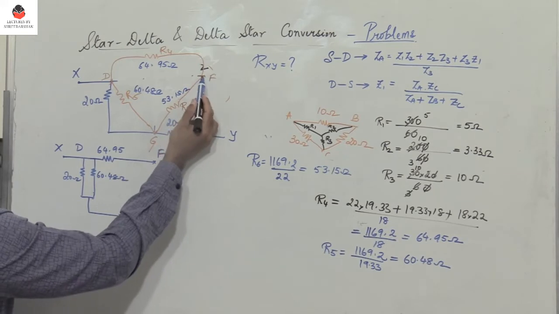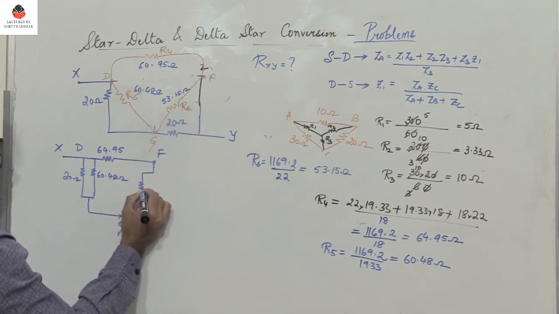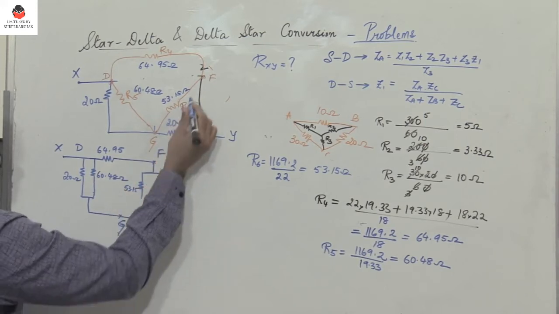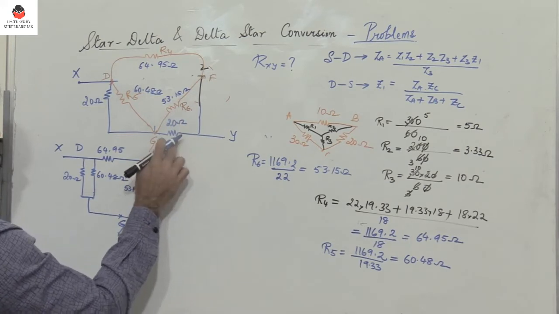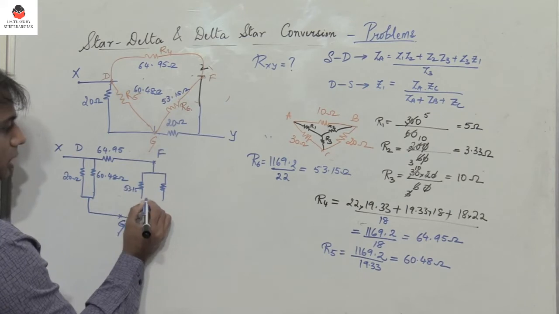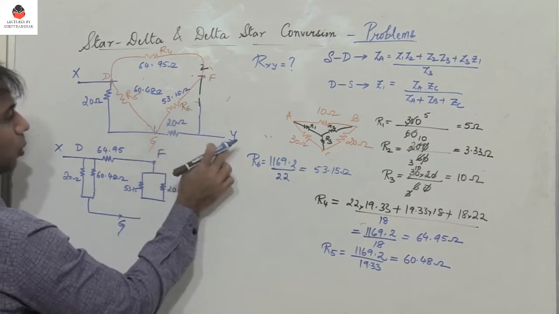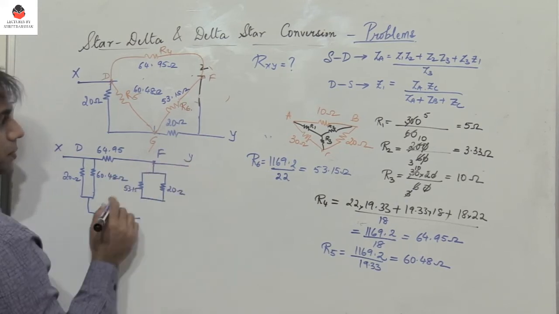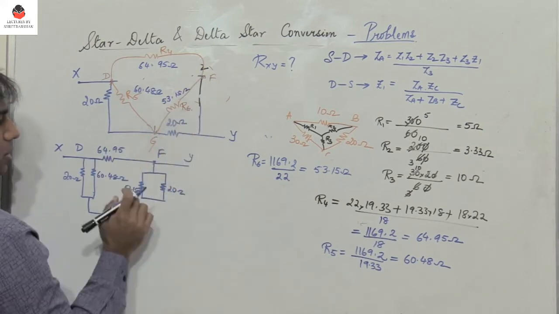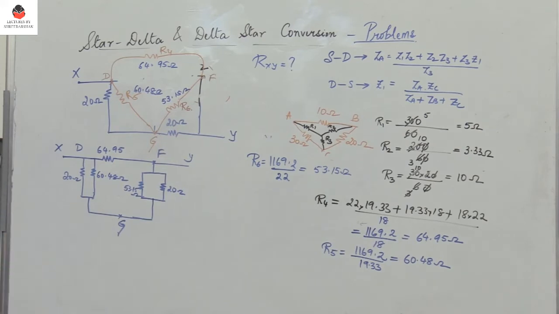All right. So between F and G, I have 53.15. And on the other hand, I have 20. So observe that F and Y are the same point, right? F and Y, they both are the same point, isn't it? So they are connected by a short. So these two resistors are in parallel, these two are in parallel.